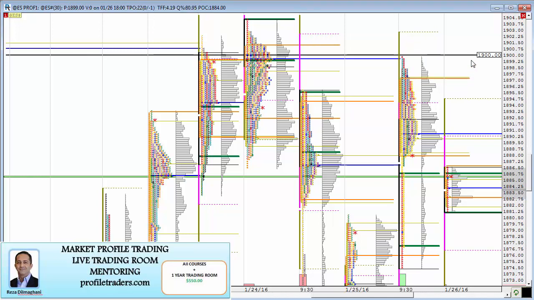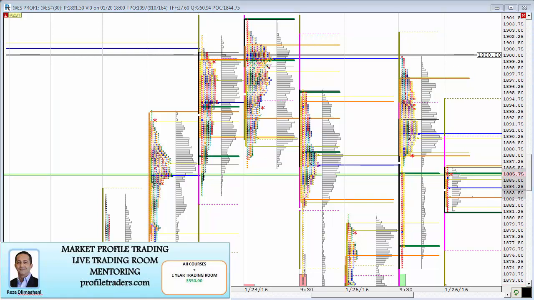Therefore, as long as we are below 1900, market is still under the pressure of a downtrend. If we do break above 1900, we will be in the condition of a possible break up. How far will we go or will not go? That is to be assessed when the market gets to that level.